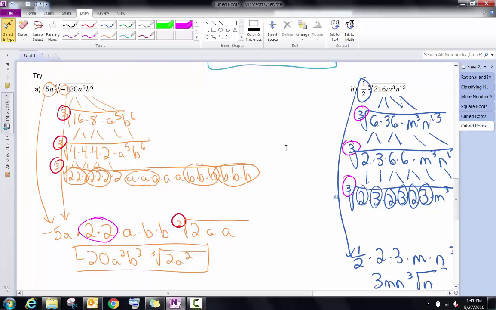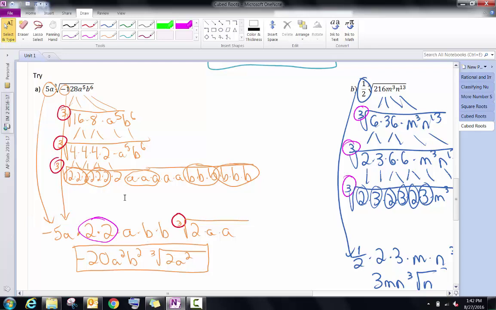All right, we got 2 more examples. Let's take a look at these. So again, 5a, we're going to bring it down here. The negative, I'm going to bring it down here as well, and then I'm just going to do the rest of the problem. 128 can be broken into 16 and 8. 16 is 4 and 4, 8 is 4 and 2, and then we can break our 4s into 2s. So I have 7 2s, 5 a's, and 6 b's. So I'm looking for groups of 3. I have 2 groups of 2s, so I bring out 2 2s. I have a group of a's, so I bring out an a. And I have 2 groups of b's, so I bring out 2 b's.